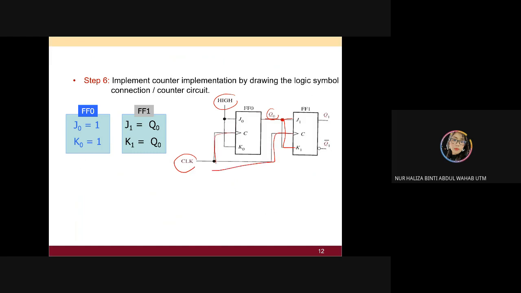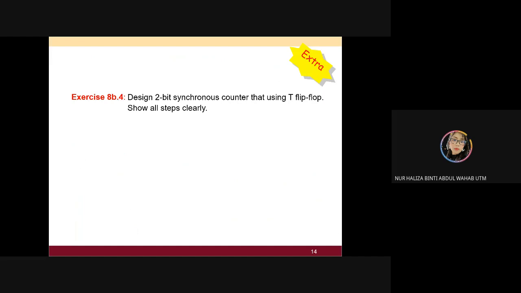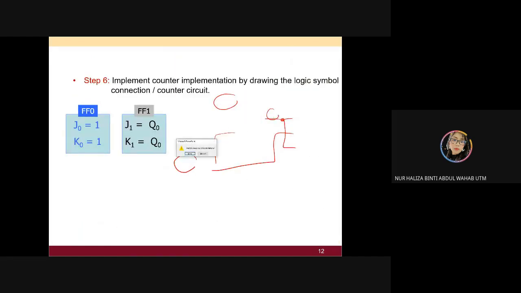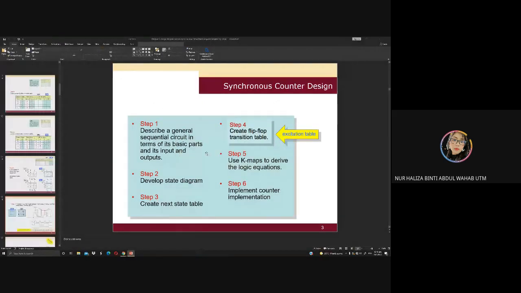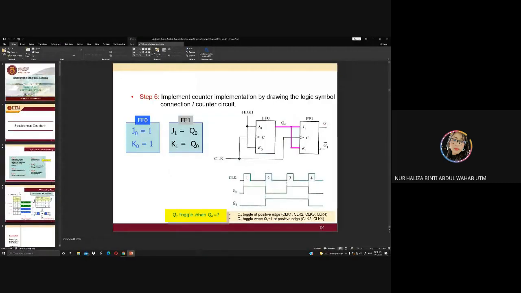Okay, any question? For this part, any question? No, doctor. Okay. If there is no question, you can basically draw the table. That's a quick one.